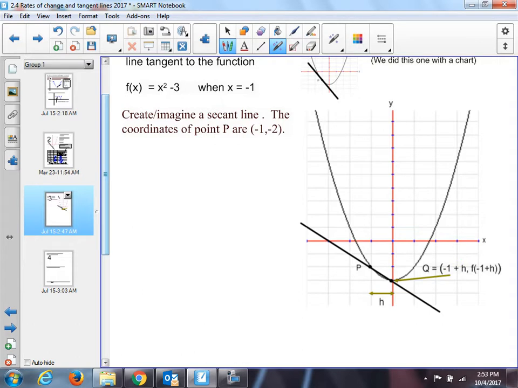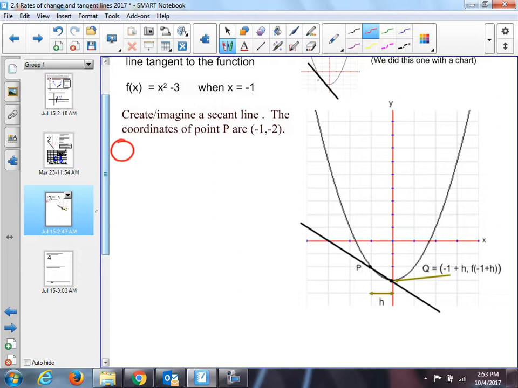And then the y value that corresponds to -1 plus h is the function plugged in. Not close to anyone, the wasp is fine? He's still up there. Okay, good.